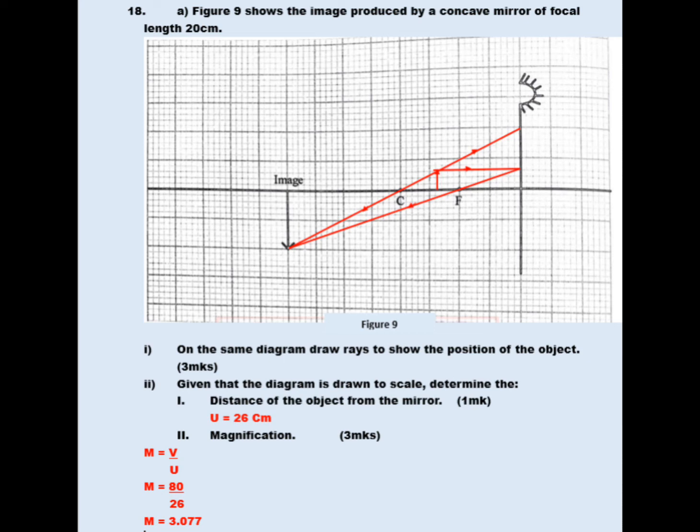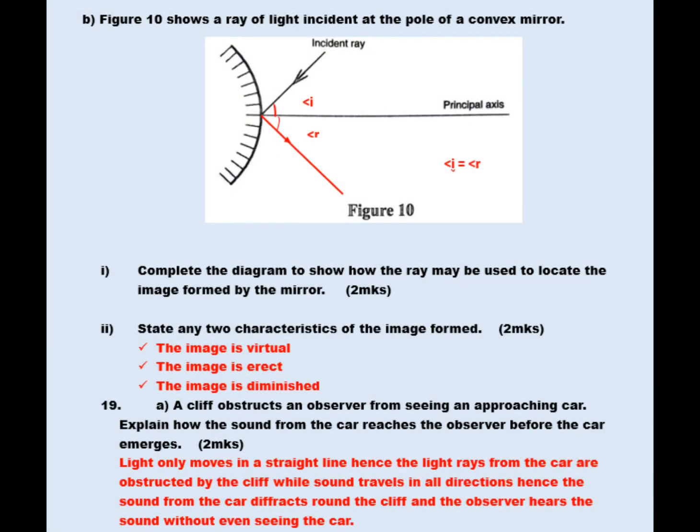Then we have magnification, v over u. So v, we have 80 squares, that is 80, divided by 26, the answer in Roman 1, which will give you 0.077 as the magnification. That's a ratio, so it has no unit. You can also decide to take hi over ho, which will still give you the same answer. Let's go to part B. Figure 10 shows a ray of light incident at the pole of a convex mirror. Remember, a ray at the pole, angle of incidence is equal to the angle of reflection.